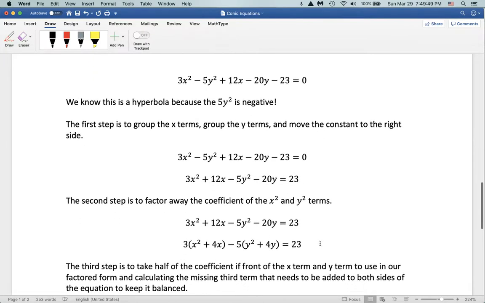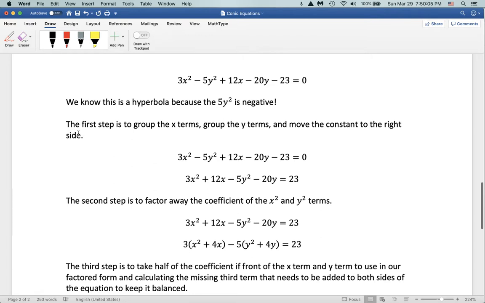So let's do an example. Let's take this: 3x squared minus 5y squared plus 12x minus 20y minus 23 equals 0. First thing we do is we know that it's a hyperbola because our y squared term is negative.